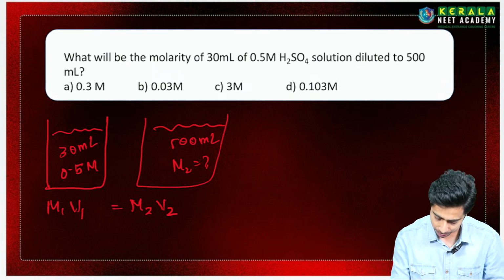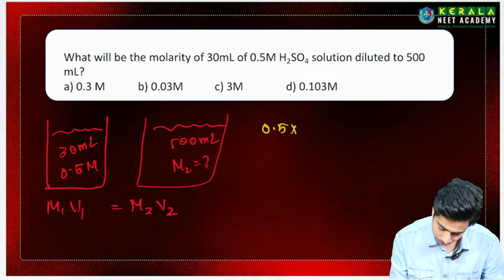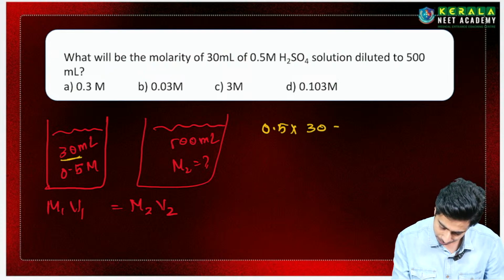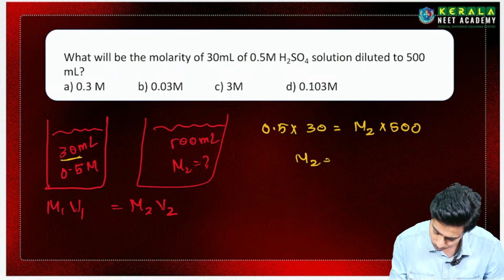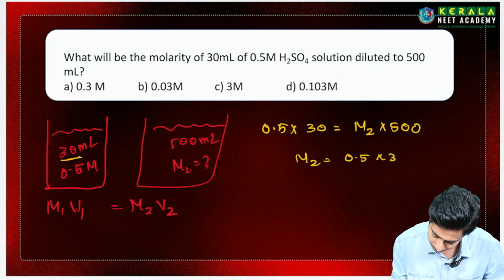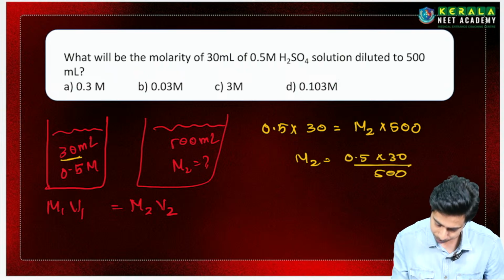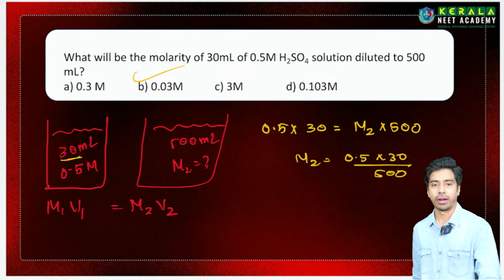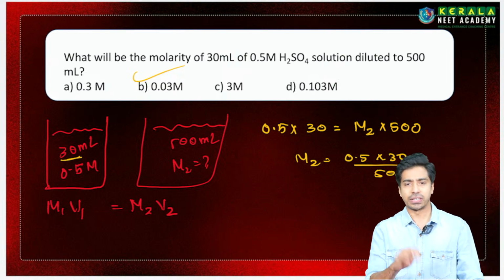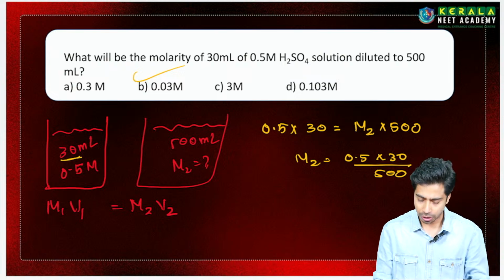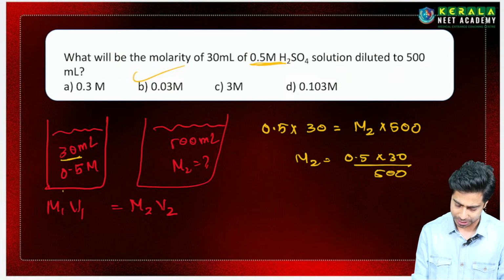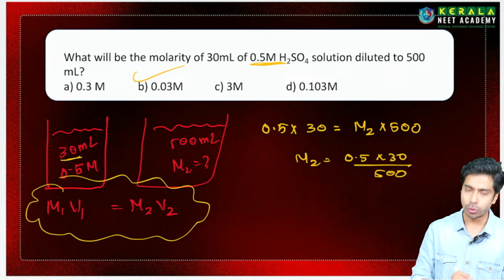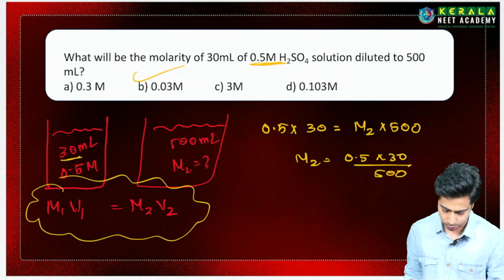Now M1 is 0.5, into V1 which is 30, equal to M2 into 500. So M2 is equal to 0.5 into 30 divided by 500. Normally that value will be less, always. On dilution, your value will be decreased. So remember this equation: M1 V1 is equal to M2 V2.